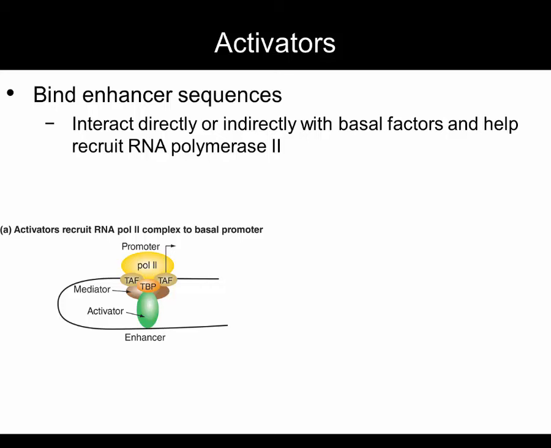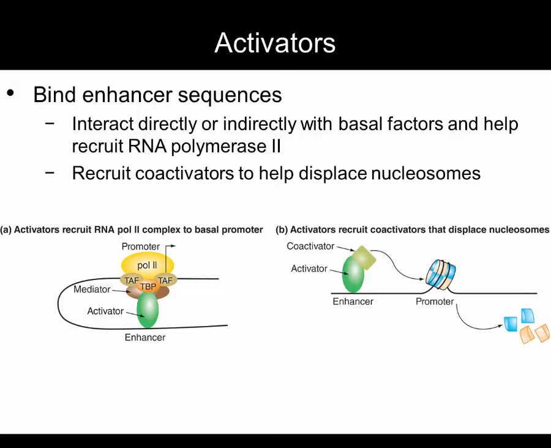Note the way the DNA curves here. This is how an enhancer can be hundreds or even thousands of bases from a promoter and still influence transcription. Though this isn't the only way that activators function. Some recruit other proteins, called coactivators, that help displace nucleosomes. This can make a promoter accessible to the basal factors and polymerase.